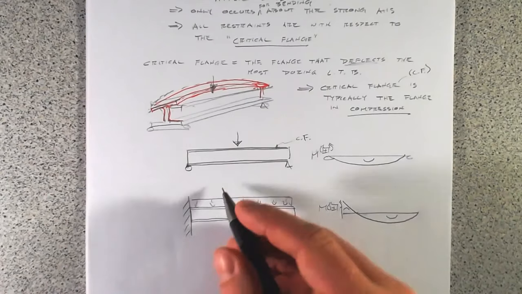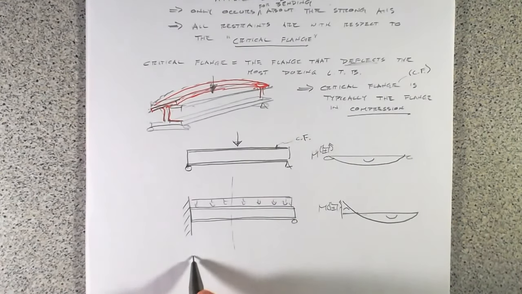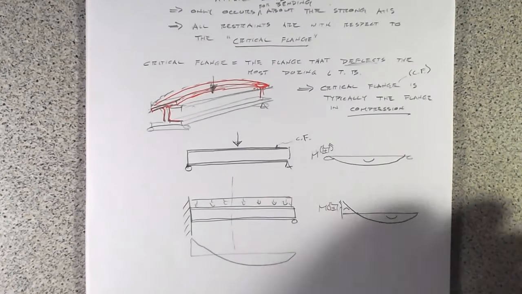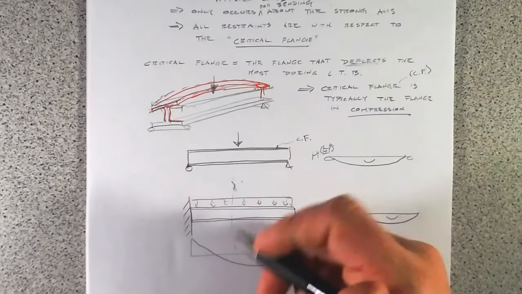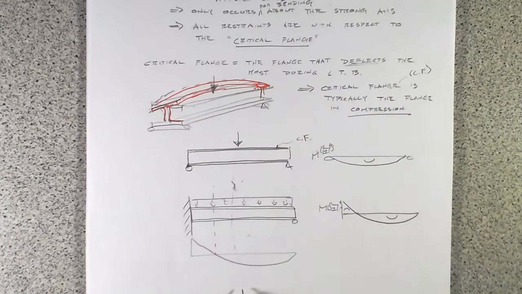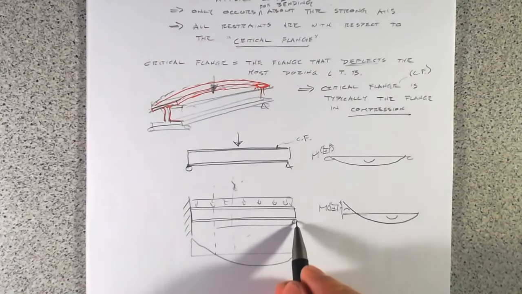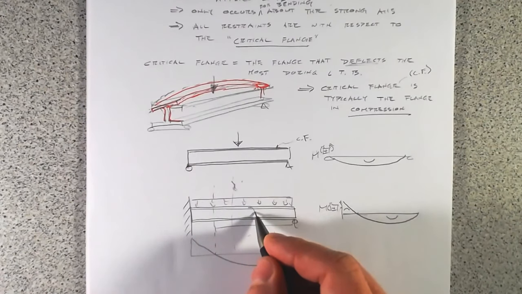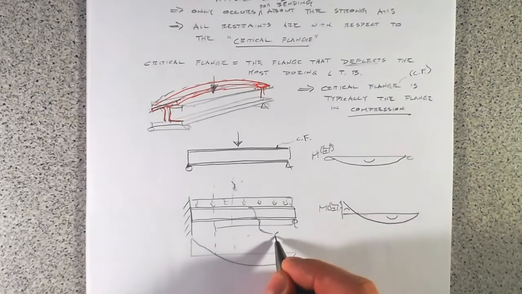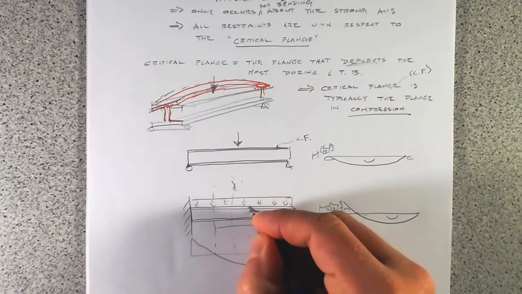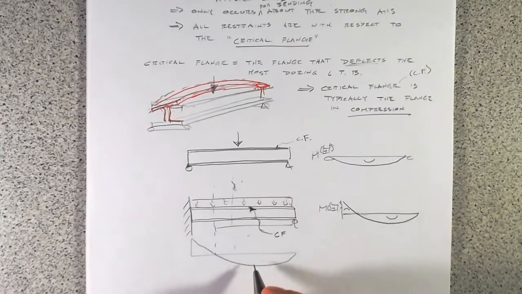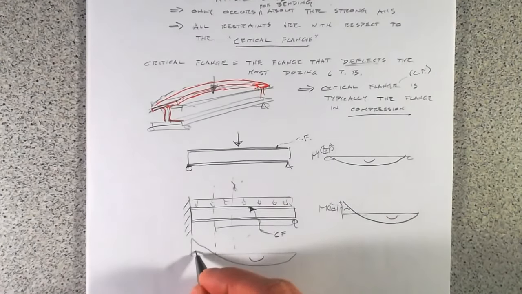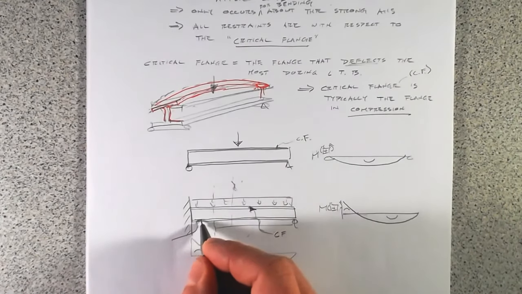So what's the critical flange here? Say we redraw that moment diagram down here. In this region, the critical flange is on the top because the top is in compression, right? You've got the happy beam. But in this region here, you've got the sad beam.